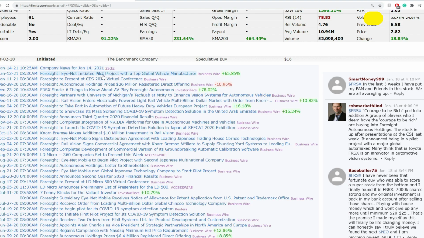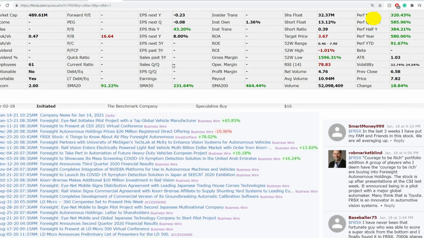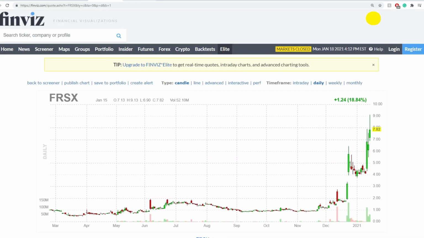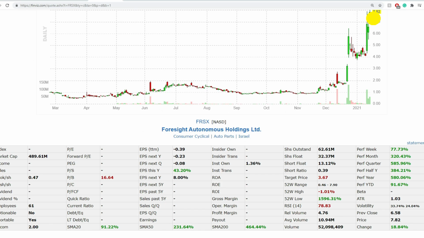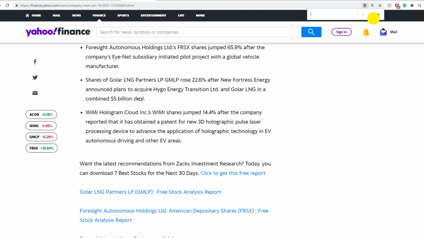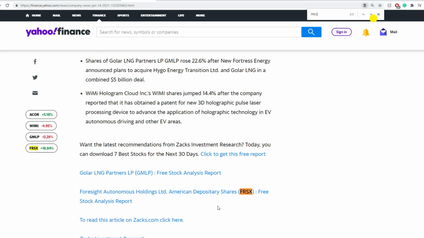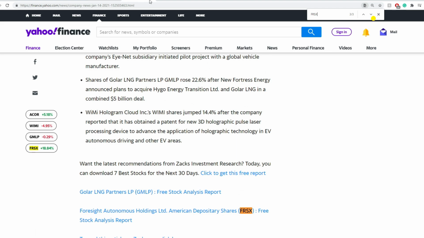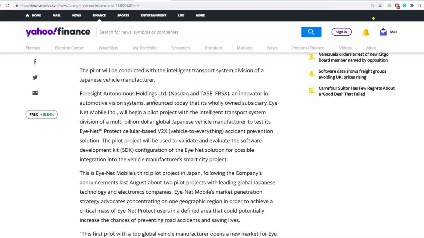They have initial pilot projects with a top global vehicle manufacturer. Okay, looks like they might actually want to do some kind of EV. So, I'm interested. I'll bite on this. Let's see what the news is. Quickly scan it here. Nope, so they don't have any solid news here. Okay, so what about the one the day before?